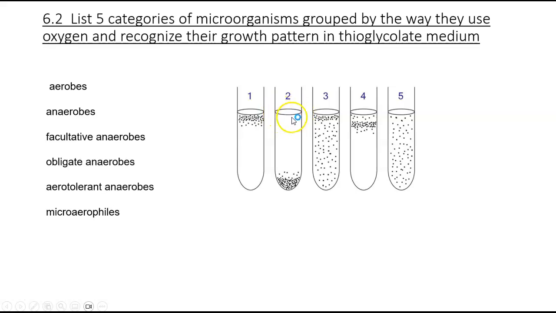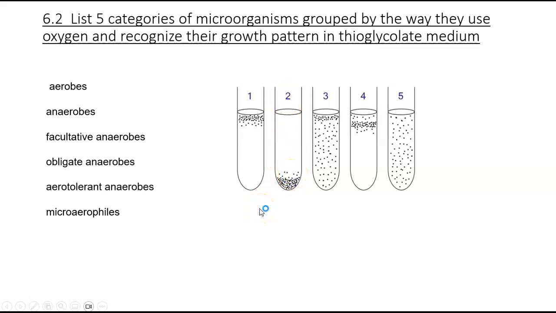But because the medium's really thick, it's hard for the oxygen to get all the way to the bottom. So you end up with an oxygen gradient. You have a lot of oxygen up here, a little bit less, a little bit less, until you get to the bottom where it's anaerobic. There's no oxygen. So in this thioglycolate medium, you have high oxygen at the top, moderate in the middle, and no oxygen at the bottom. So we have an oxygen gradient.